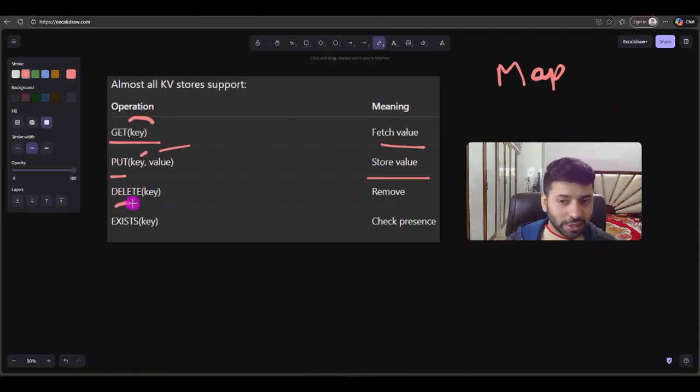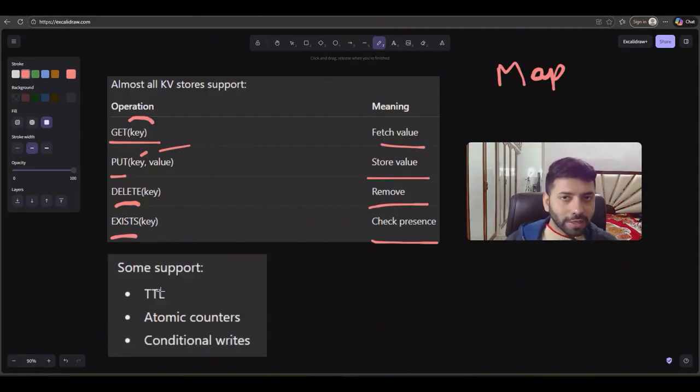Next operation is delete. You provide the key and it will remove that entry. Another operation is exists. Through this operation you simply check whether this record exists or not. Now some key value databases support TTL, which is time to live. It is kind of an expiry that you can set.